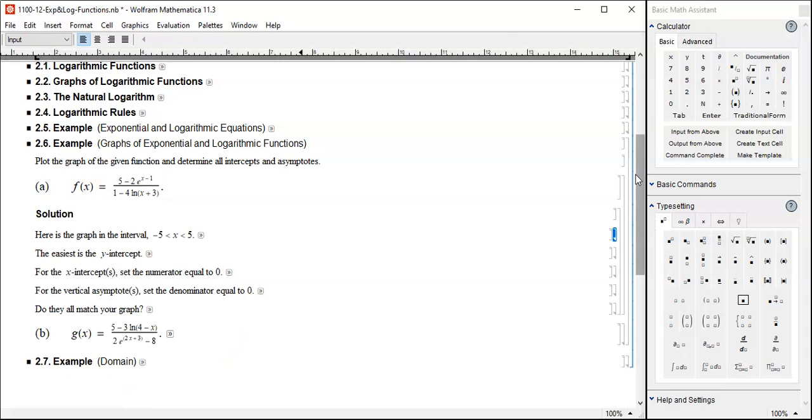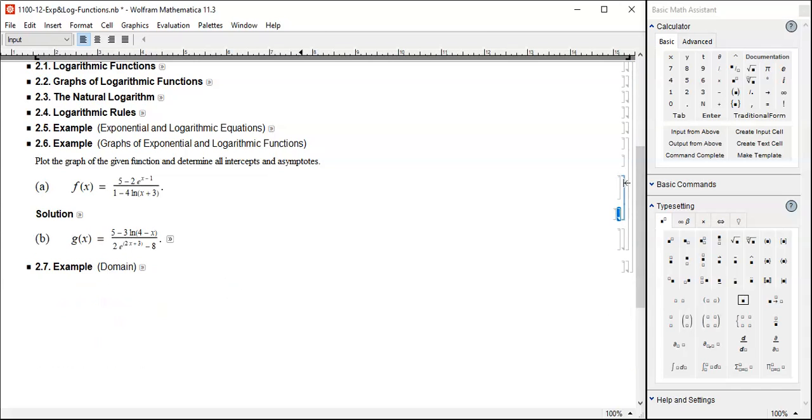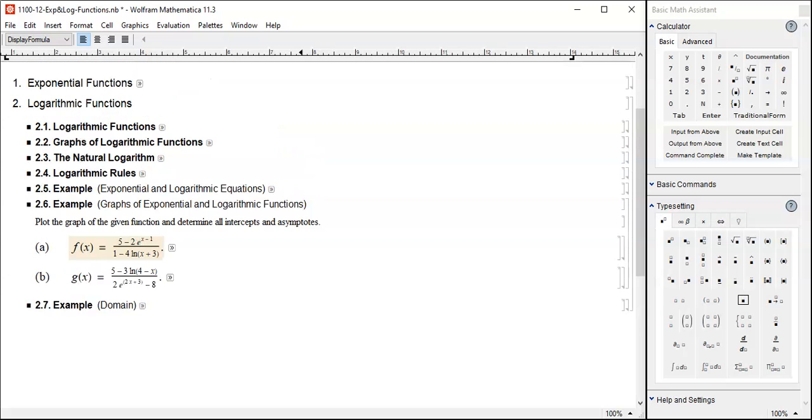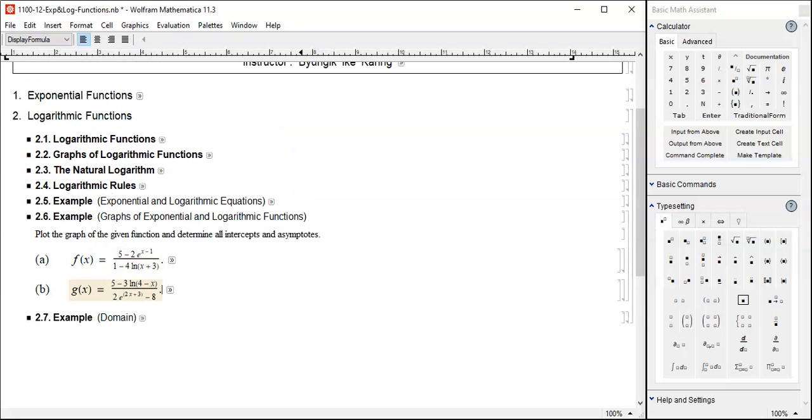Anyway, that completes the review on this problem. And we have another problem like that here, a little bit harder. Ready?